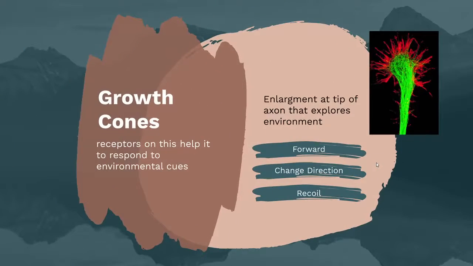Growth cones are enlargements at the tip of the axon that explore the environment. Receptors on growth cones help it to respond to environmental cues as previously mentioned. Growth cones tell the axon to go forward, change direction, or recoil. In this image, growth cones can be seen as the red color on the green axon.